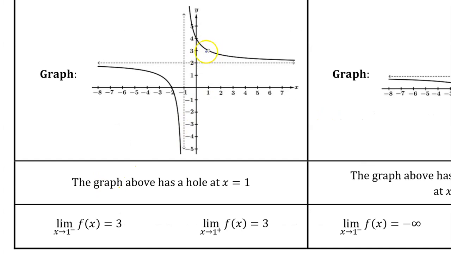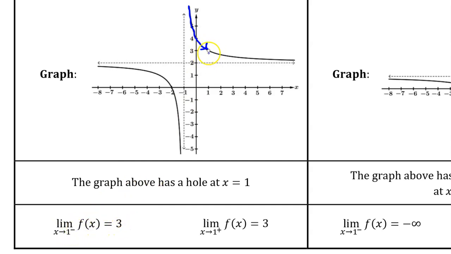Notice that this graph has a hole at x equals 1. I want to teach you about this limit notation when you see a negative sign as a superscript. This would be read the limit as x approaches 1 from the left of f(x). So this describes what happens to the y values as we approach 1 from the left. Notice as we get closer and closer to an x value of 1, we get closer and closer to a y value of 3. So that's why we say the limit as x approaches 1 from the left of f(x) is 3.